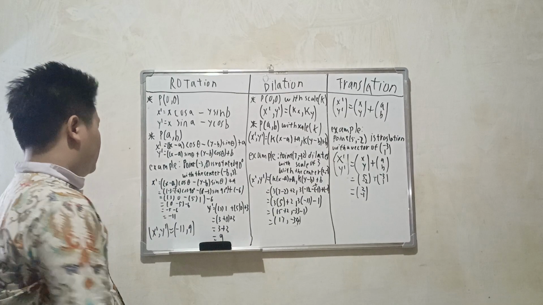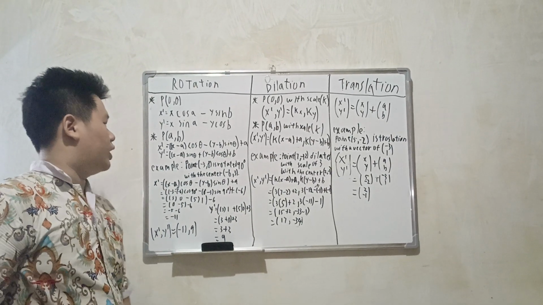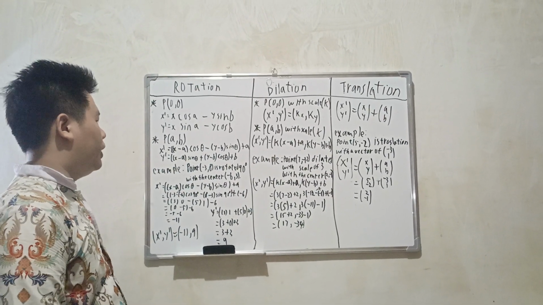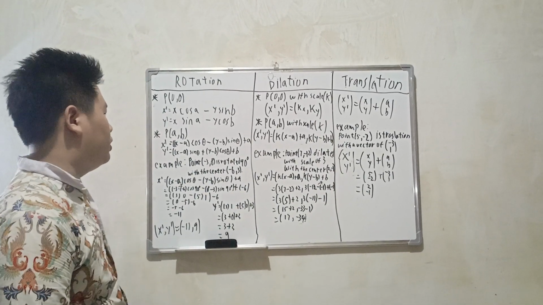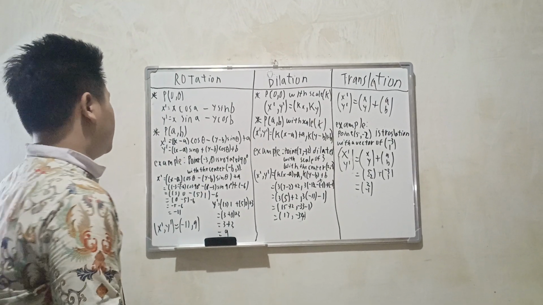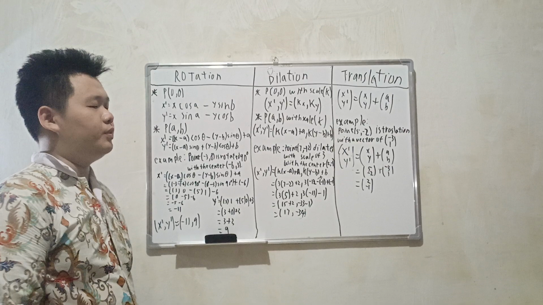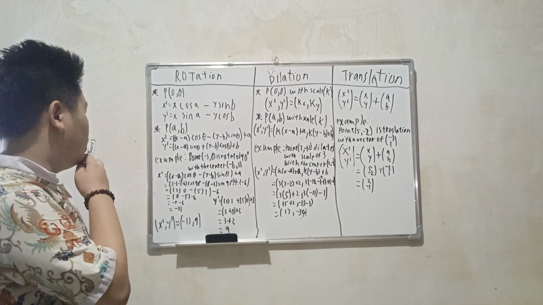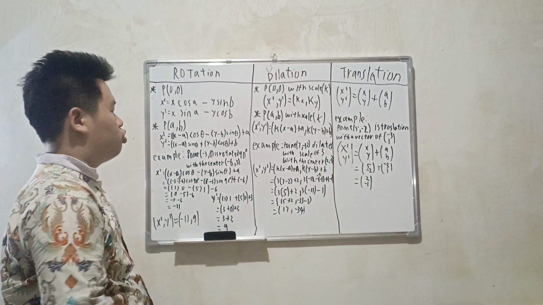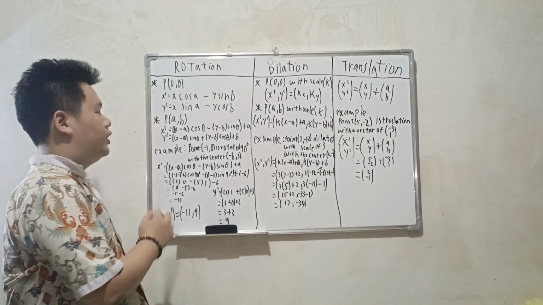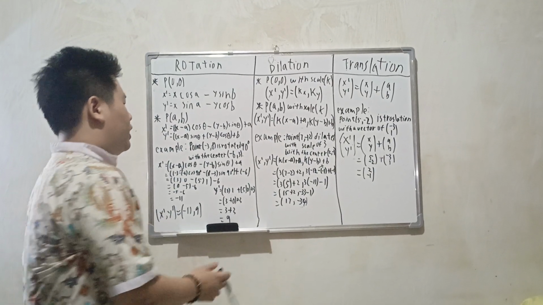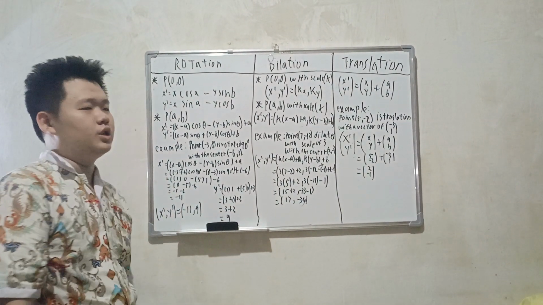First one being image x equals x minus A cos delta minus y minus B sin delta. In the end, it will be plus A. As for the image y, similar to the first one, except sin and cos also swap places. In the center, it will be plus instead of minus, and in the end, it will be plus B.